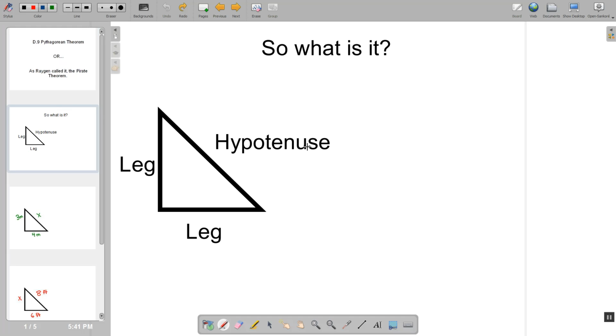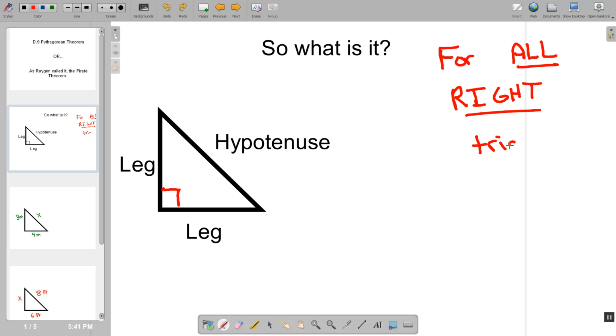So the question is, what is the Pythagorean Theorem? Well, the Pythagorean Theorem only works with right triangles, and this is probably the most important part of it. It is true for all right triangles. So this doesn't work for isosceles triangles. It doesn't work for obtuse triangles. Unless the triangle is right, this will work. So a right isosceles would work for that type of stuff. But if it's not a right triangle, Pythagorean theorem does not work.